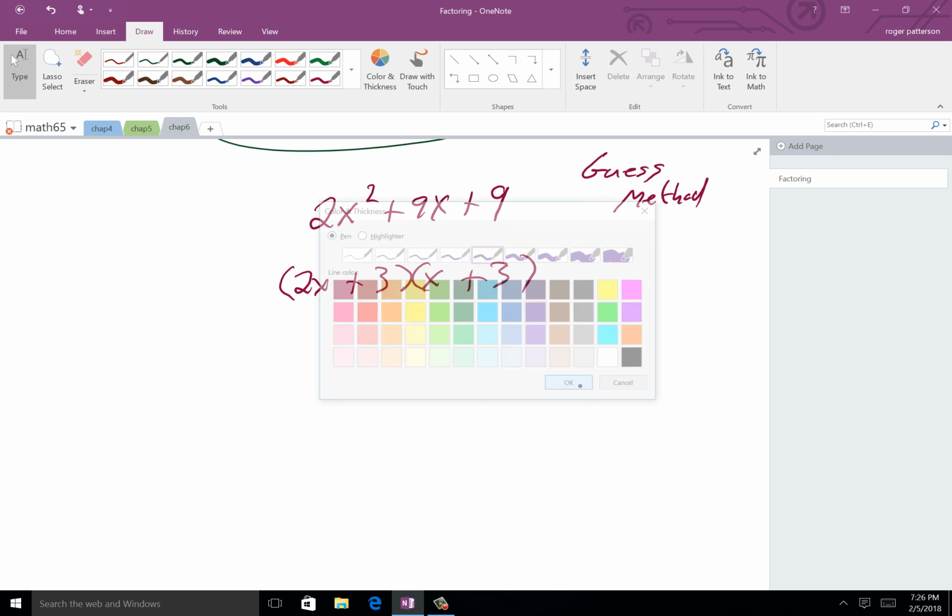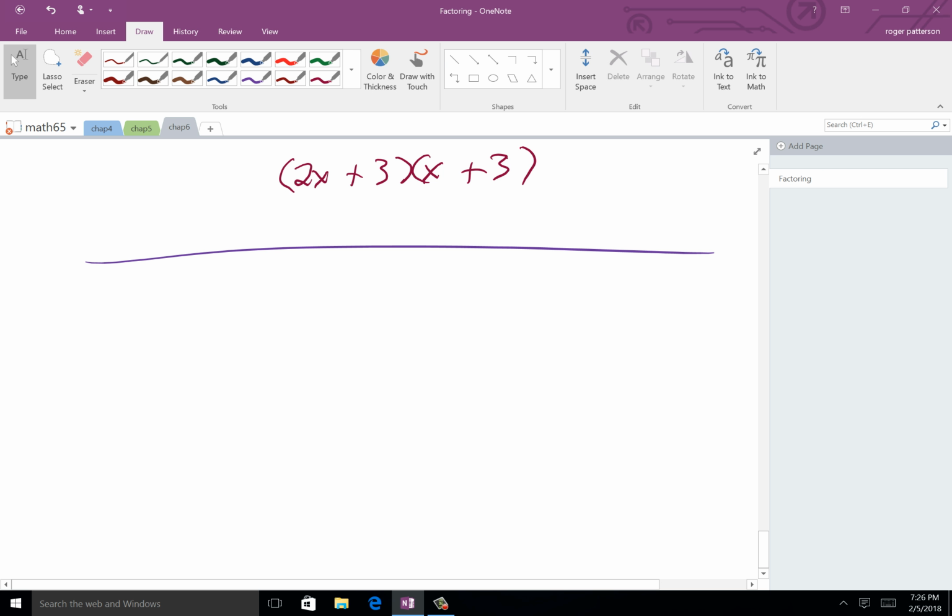I'm going to work with this purple. Okay, let's try another one. Let's go with a 3. Maybe I won't screw this one up here. Let's go with 3x squared, minus 7x, minus 10. Let me get this a little bit closer. There we go. 3x squared minus 7x minus 10.